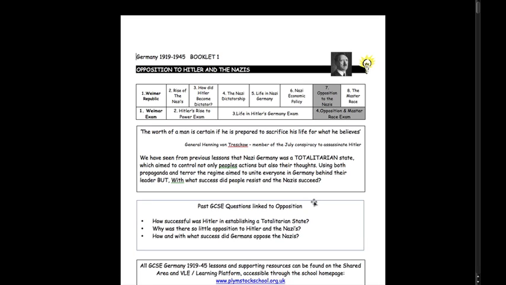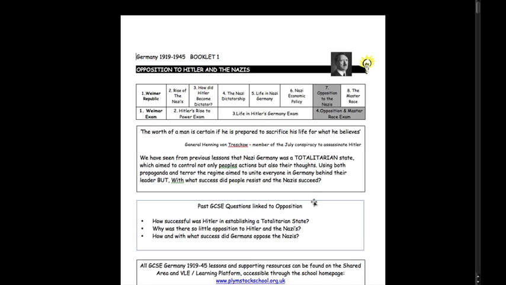We have seen from previous lessons that Nazi Germany was a totalitarian state, which aimed to control not only people's actions but also their thoughts. Using both propaganda and terror, the regime aimed to unite everyone in Germany behind their leader. But with what success did people resist and the Nazis succeed?